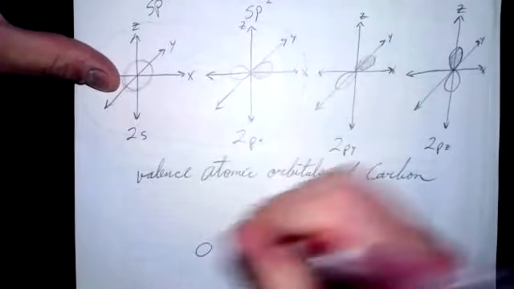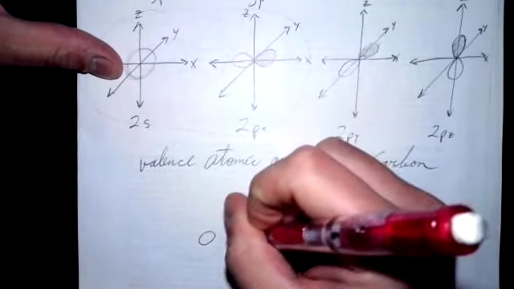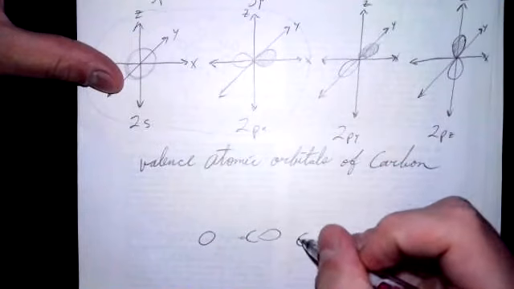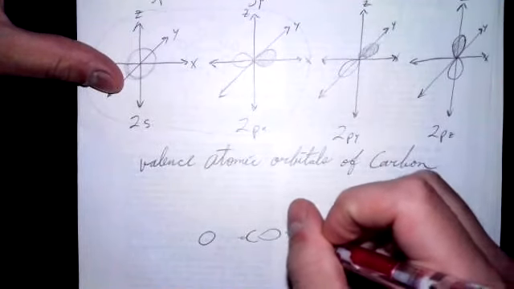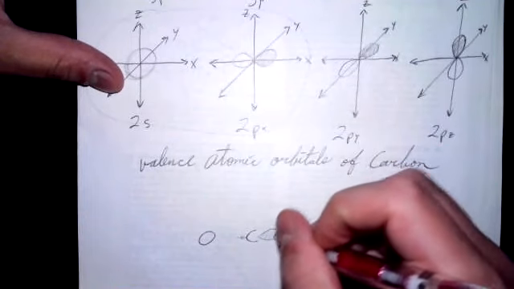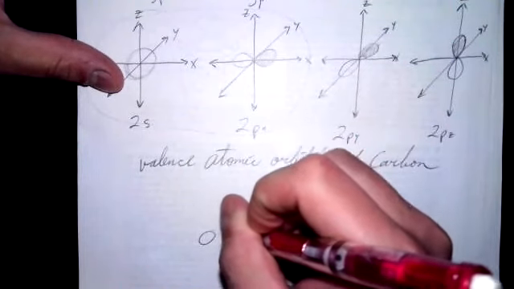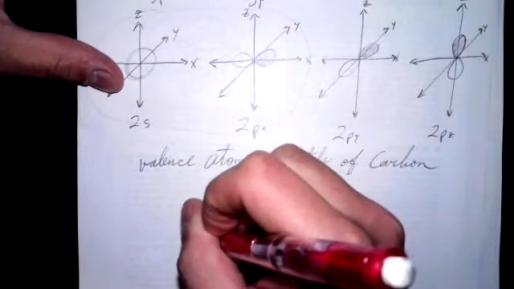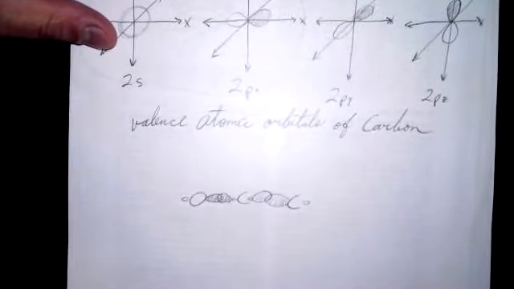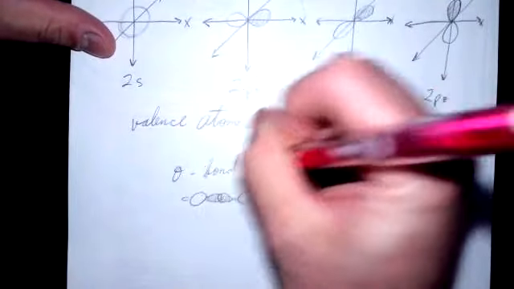I'll draw it out for the sake of clarity. So there'd be one of them overlapping with this sp2 carbon, so a C sp2 orbital. Okay, that's going to make a bond, and the same is going to go over here with an oxygen sp2 orbital. Okay, so that's sort of your sigma bond framework.